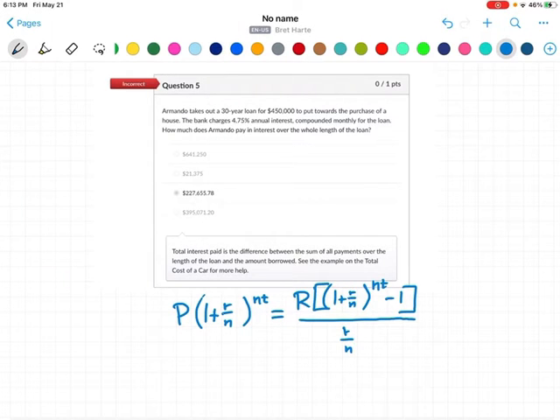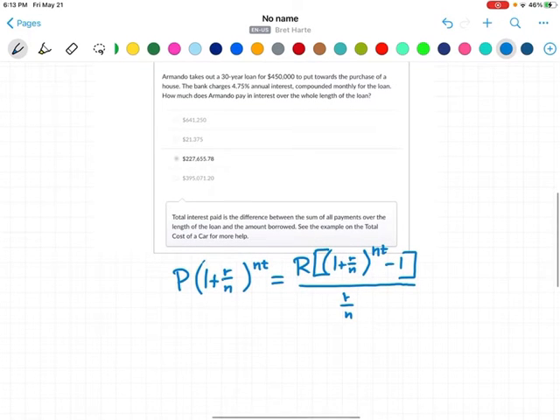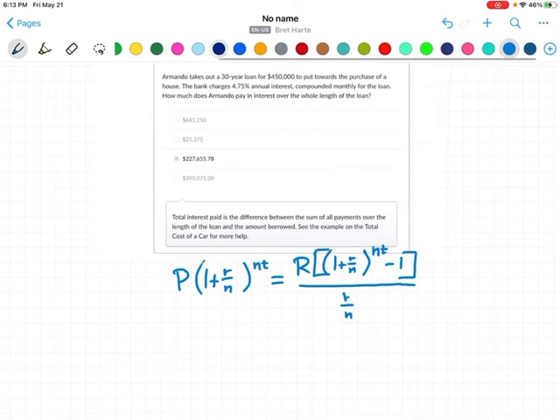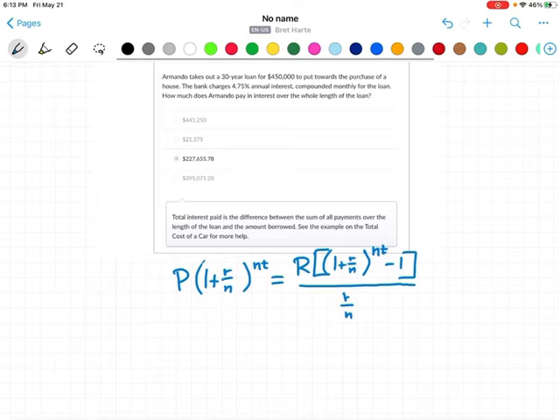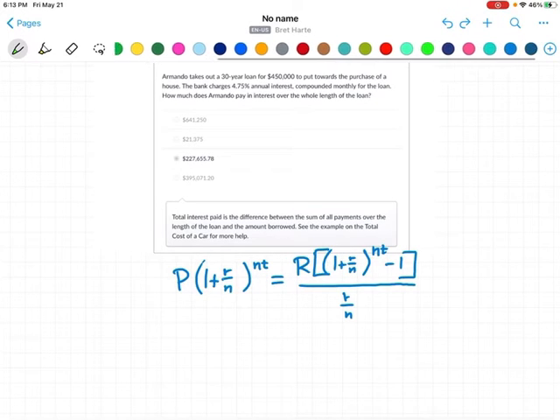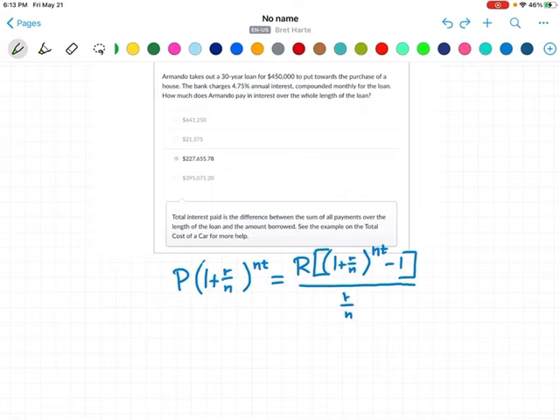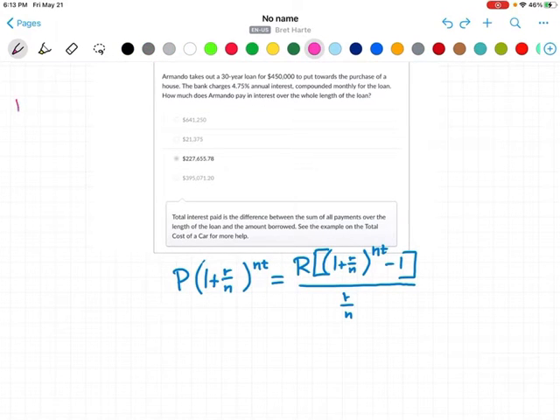So let's see. Let's change the color here, let's change it to green. You guys can't really see that, huh? Okay, let's change it to pink. P is the principal, and that's going to be $450,000.